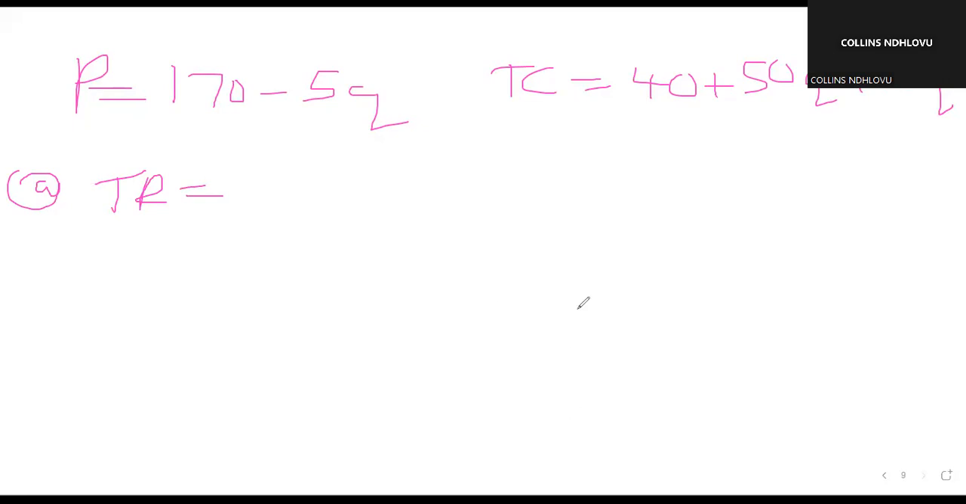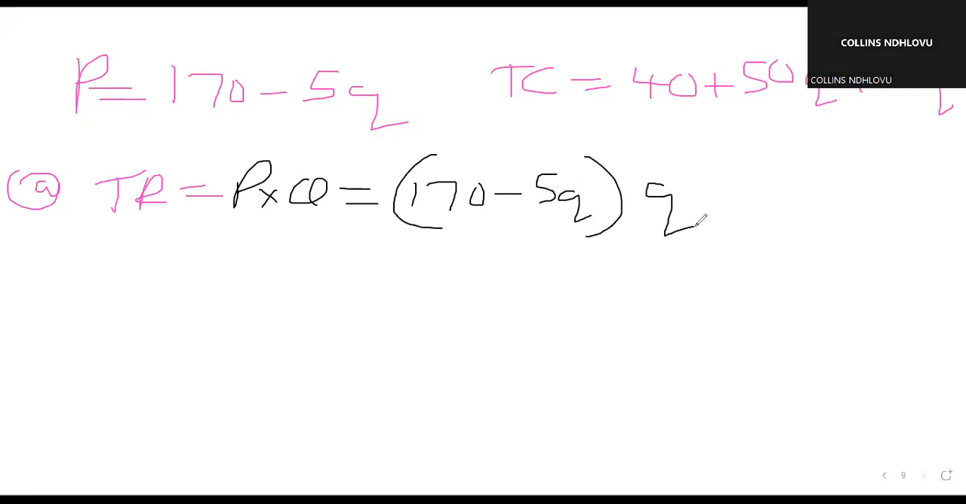Formula for total revenue? P times quantity, price times quantity. In this case, we already have the price, which is 170 minus 5Q. Quantity we're never given, we impute it. So we put the Q there. So meaning our total revenue is 170Q minus 5Q squared. Just expanding it. Are we clear?